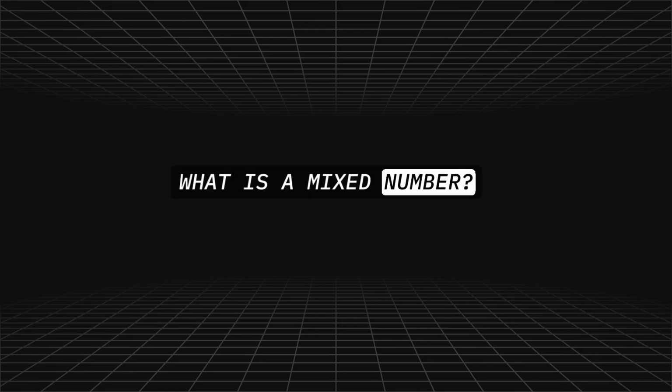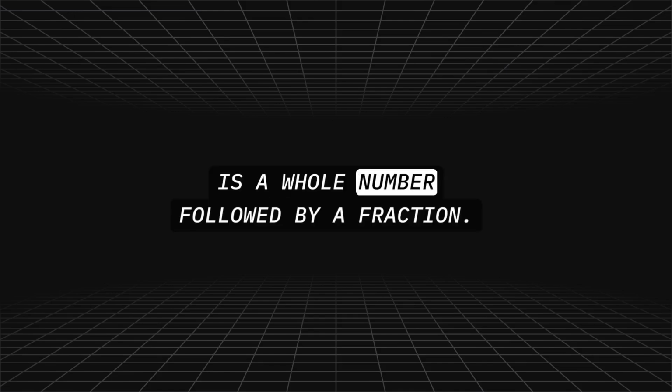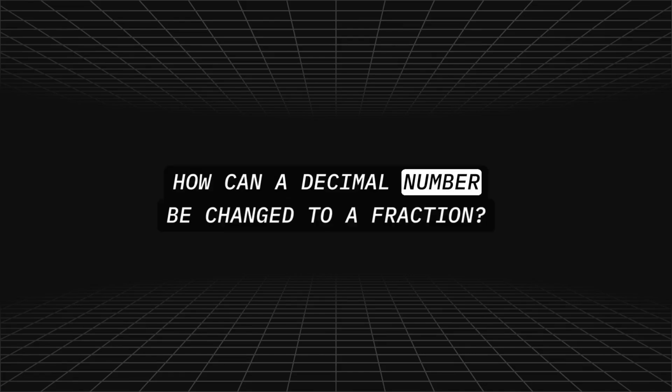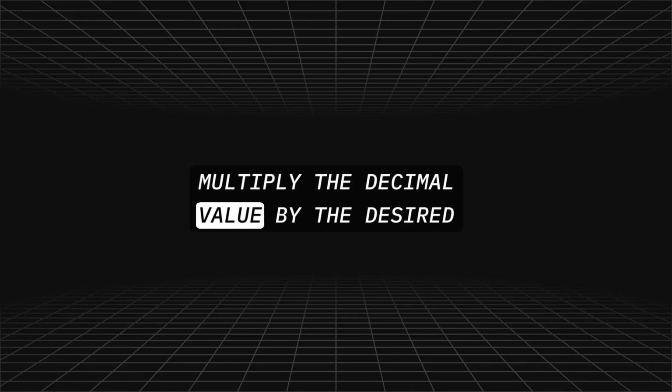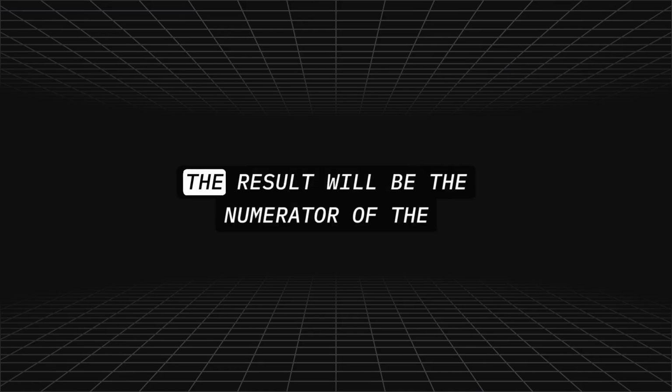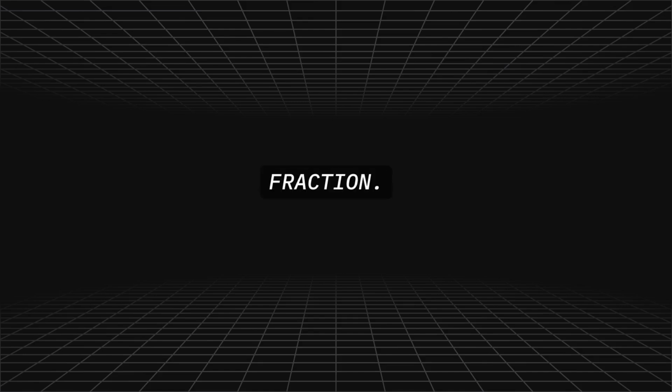What is a mixed number? A mixed number is a whole number followed by a fraction. How can a decimal number be changed to a fraction? Multiply the decimal value by the desired denominator. The result will be the numerator of the fraction.